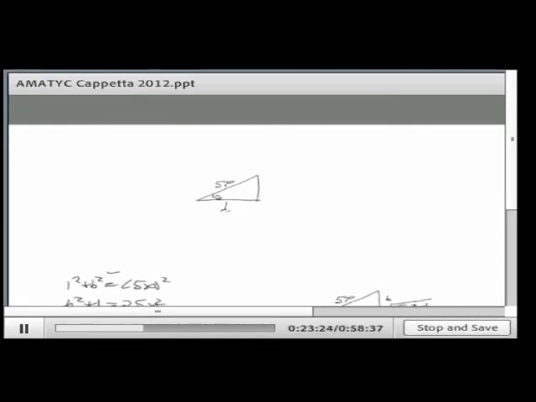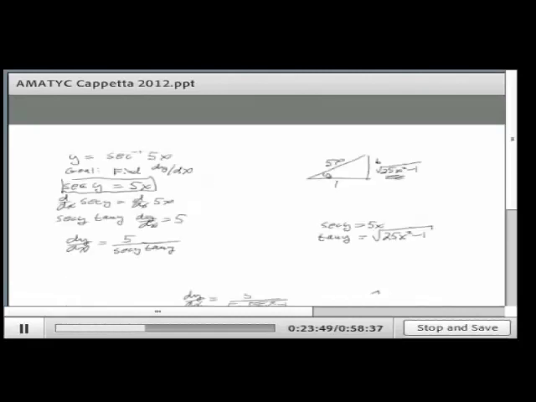Well, y is the arc secant of 5x, so secant of y is 5x. If secant of y is 5x, we have this triangle, right? With that triangle, we can get the third side, call it b, using the Pythagorean theorem. The third side b is just the square root of 25x squared minus 1. So if the secant of y is 5x, this value represents b.